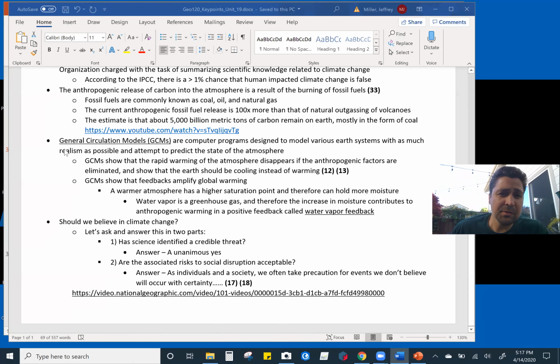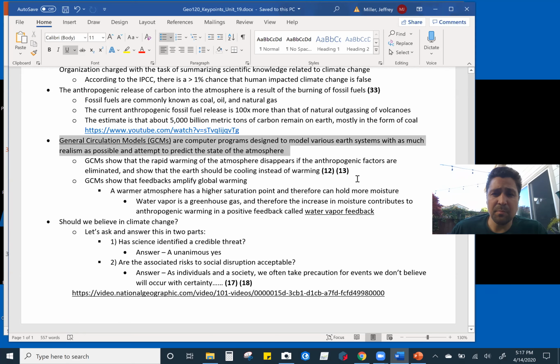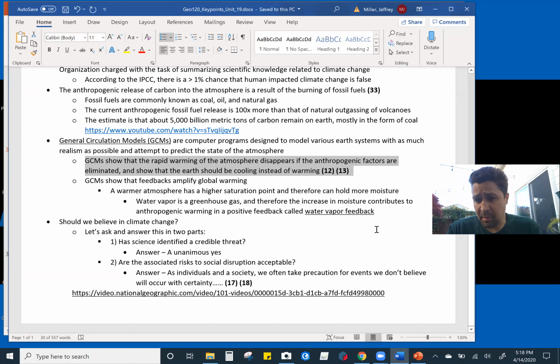Moving on, there's something called general circulation models, or GCMs. These are computer programs, and they're designed to model various Earth systems with as much realism as possible. So these are basically models that are meant to predict what's going to happen with the atmosphere. Looking at the models, the thing about models is they're just data driven, and if there is any modification to the data, then the model is going to change as well, right?